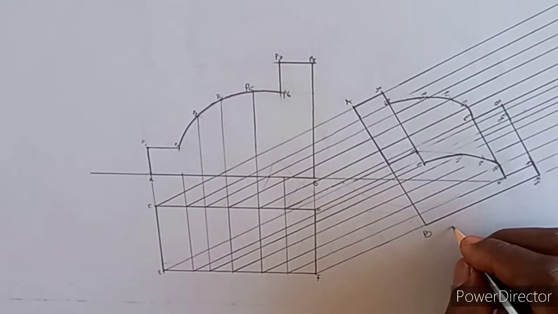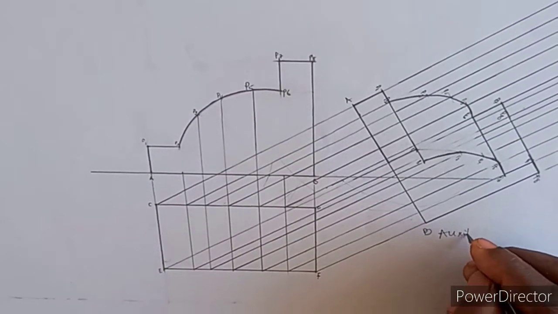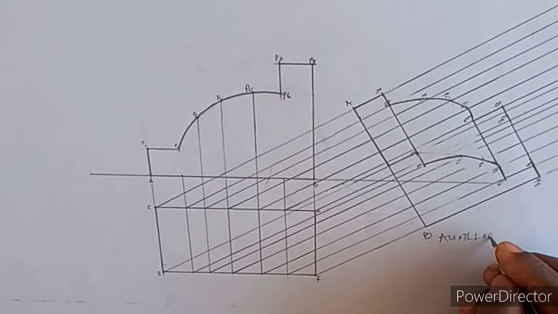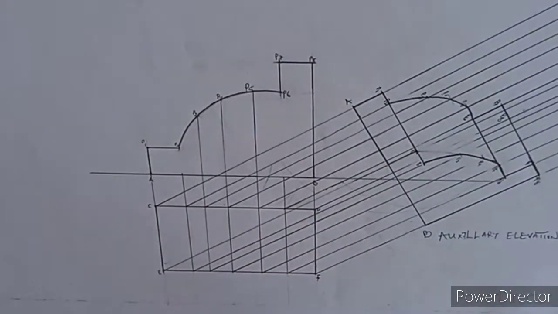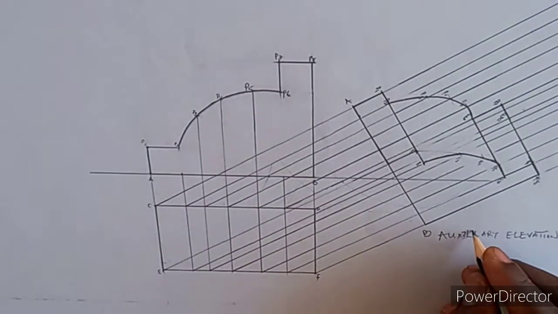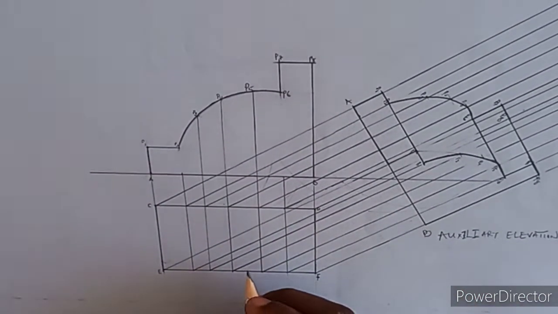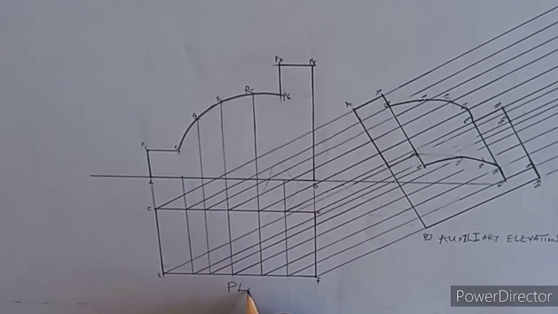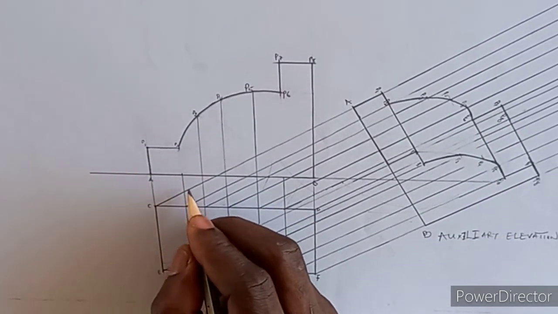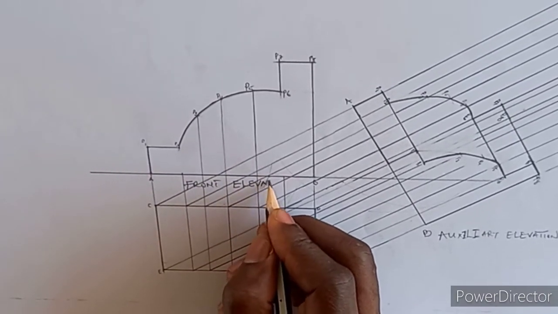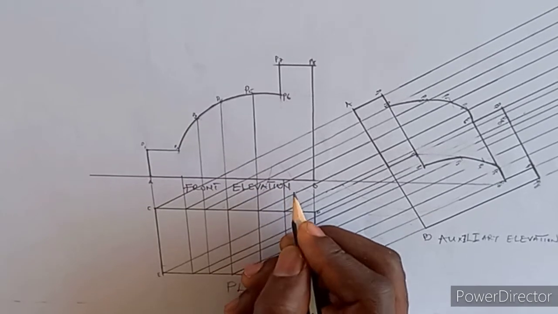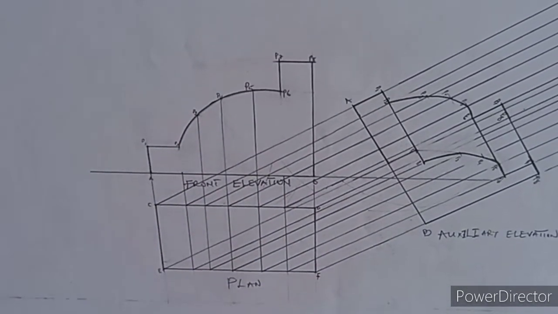Here is our auxiliary elevation. And here we have our plan. And here we have our front elevation. And that's all. Thank you.